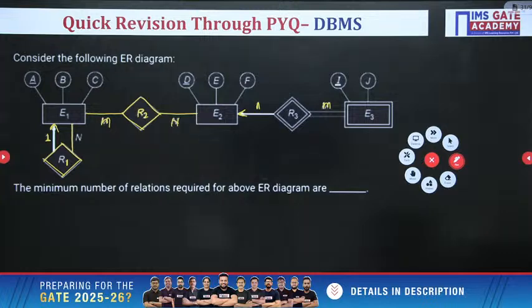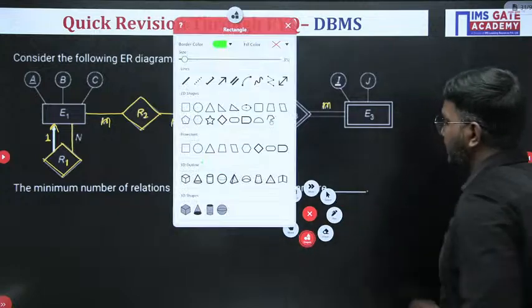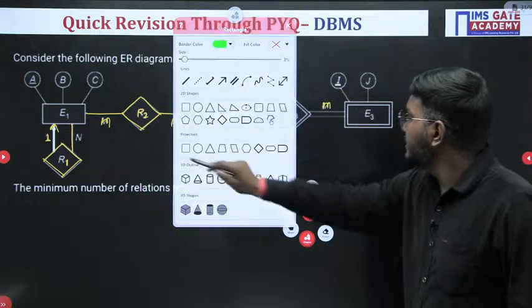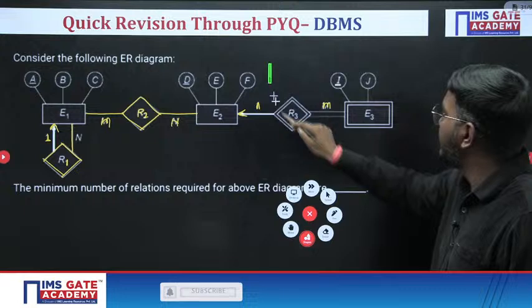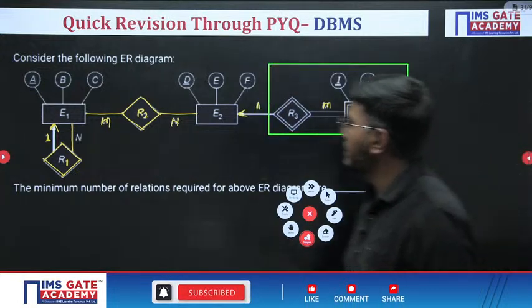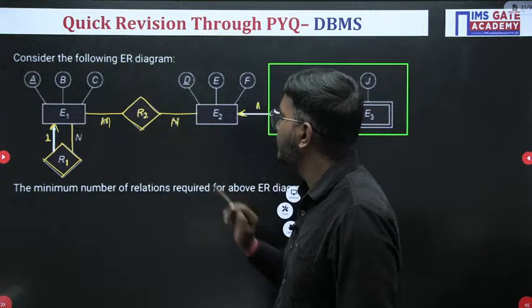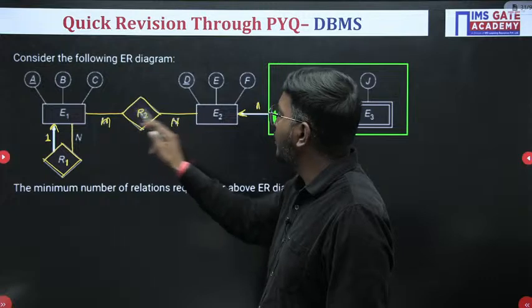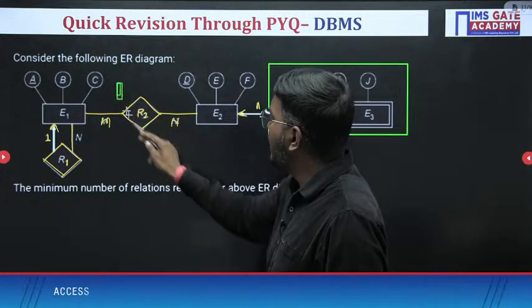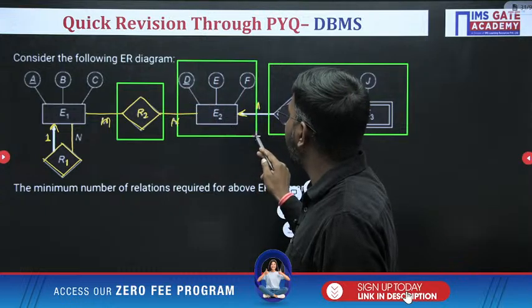Five. Okay, now see here again, because this is a weak entity set, R3 will be merged towards the E3 side. Very good. Now see here, the mapping is many to many, and both sides have partial participation. It means R2 will form a separate table, and this E2 will also form a separate table.